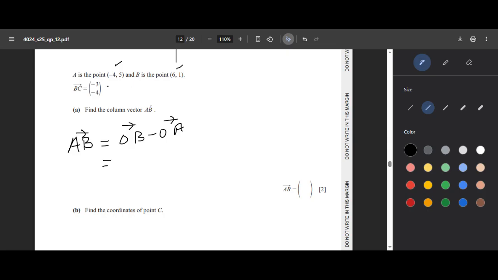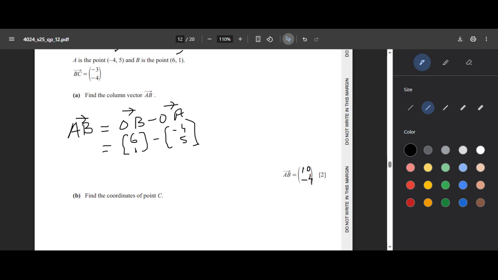So your OB, write these coordinates in vertical form in the column, in the matrix type. So you can write 6 1 for OB minus OA, which is minus 4 5. So 6 minus 4 is 10, and 1 minus 5 is minus 4. Your AB vector is 10, minus 4.